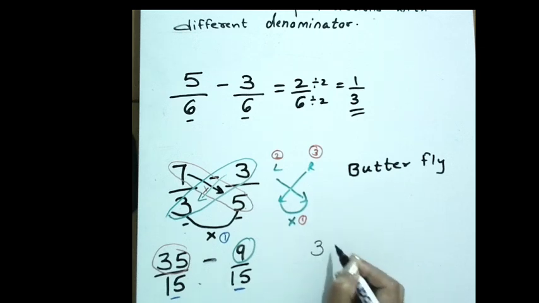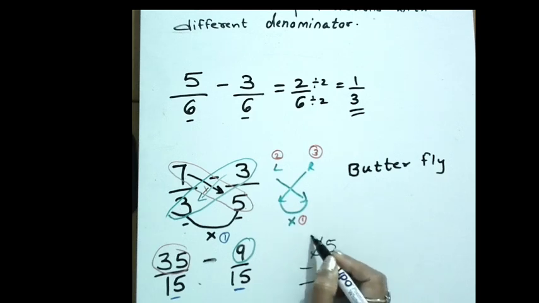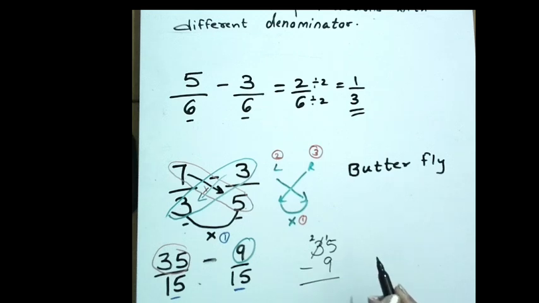So 35 take away 9. You will see here, from 5 you can't take 9, so you need to borrow from the next door. You will make this 2, and this 5 becomes 15, and when you do 15 take away 9, it will be 6, and you get the 2 here, 26. Perfect.